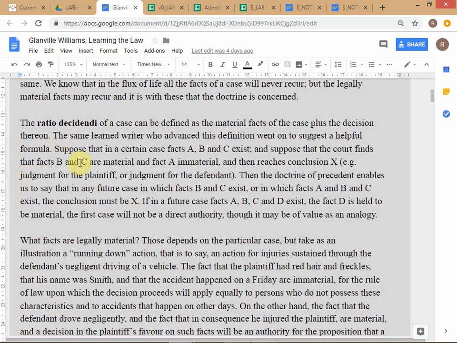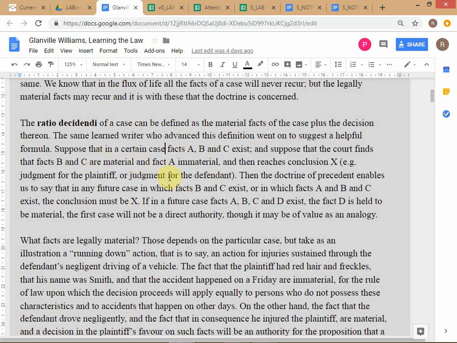You can understand this a little bit better from this particular paragraph in the Glanville Williams article. Is the font size big enough for everyone? At the back? Okay. So you can see here essentially what we mean by the doctrine of judicial precedent. Suppose that in a certain case you have facts A, B and C, and fact A is deemed to be immaterial. Okay, so only B and C are deemed to be material by the court.